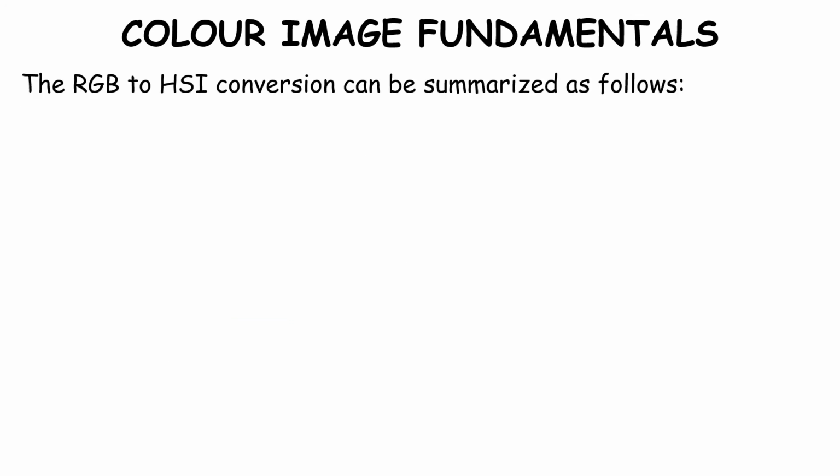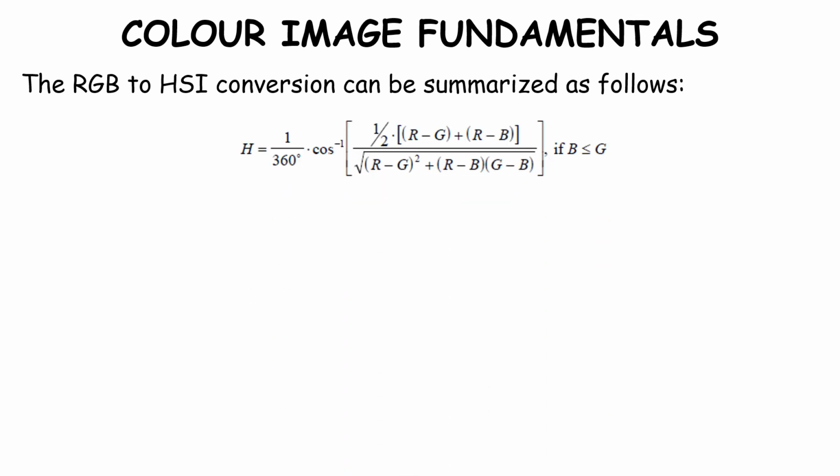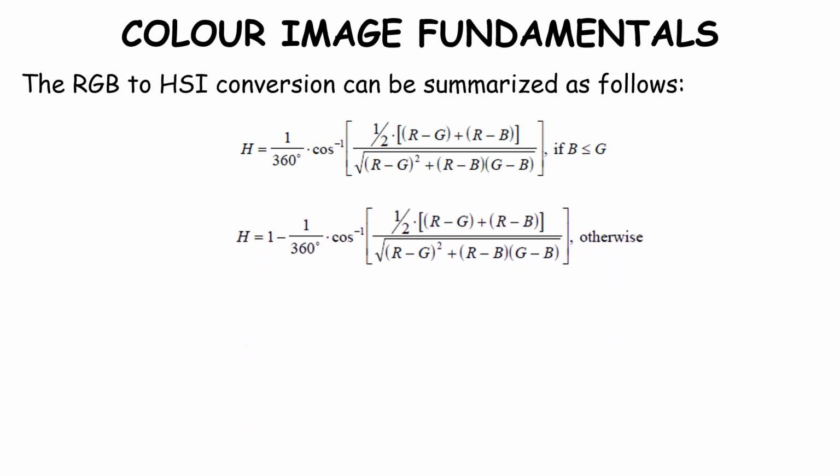Now the RGB to HSI conversion can be summarized as follows. The equation might look a bit difficult when you just look at it, but it's actually easy if you write it out and work on it. Now H is equal to 1 divided by 360 degrees, cos inverse of 1 by 2 into (R minus G plus R minus B) divided by the square root of (R minus G) the whole square plus (R minus B) into (G minus B), if B is less than or equal to G. The next follows again, and you're going to calculate what S is and then I.